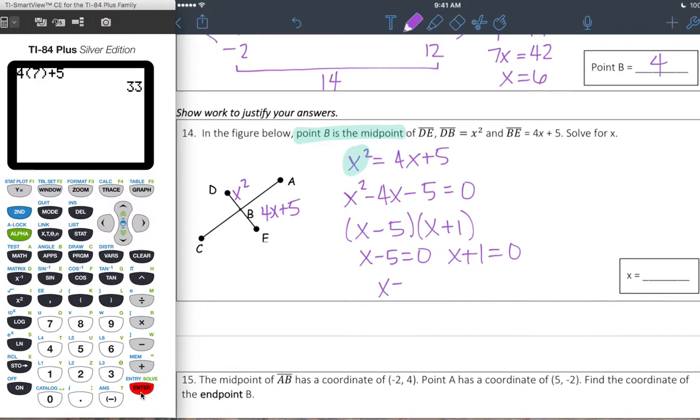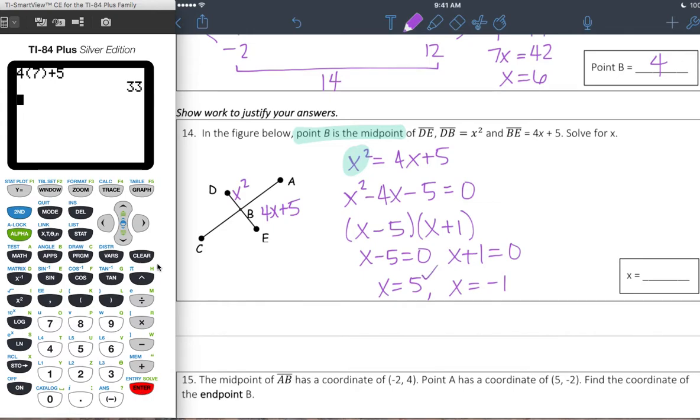And we're going to get x equals a +5 and x equals a -1. Okay, again, we have to double check that when we plug these in, we are going to get some positive answers. Okay, if we plug 5 in, we're going to have 5 squared, and that's obviously going to be positive. And then we're going to have 4 times 5 plus 5, which is also positive. So 5 checks out, 5 is positive.